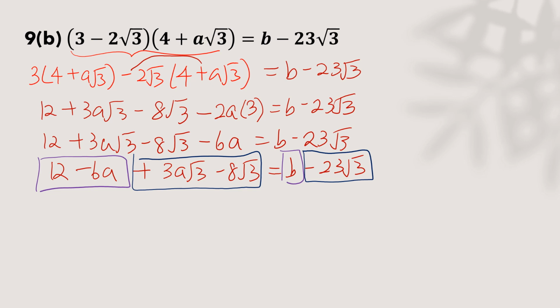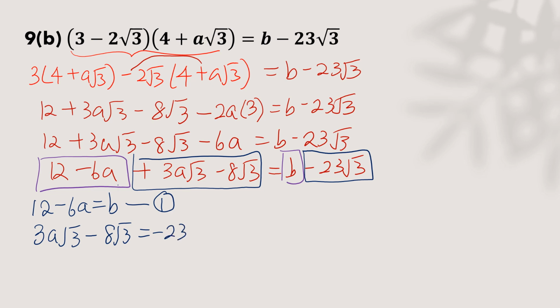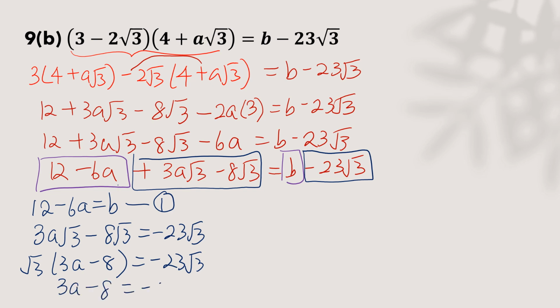So the first equation will be 12 minus 6a is equal to b. Alright, we're going to call this equation 1. And then the second one will be 3a square root 3 minus 8 square root 3 equals negative 23 square root 3. So we can factorize our square root 3 on the left hand side. Alright, you can divide by square root 3 on both sides. That will end up getting 3a minus 8 equals negative 33. We're going to call this equation 2.